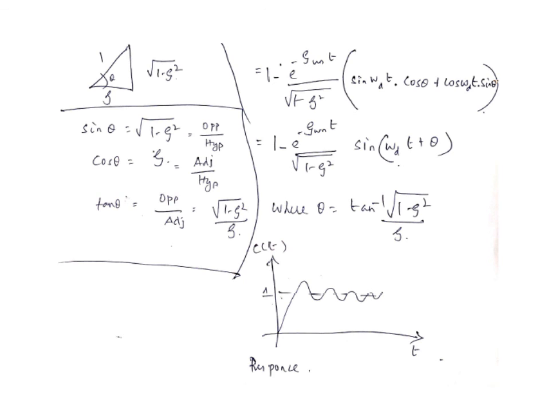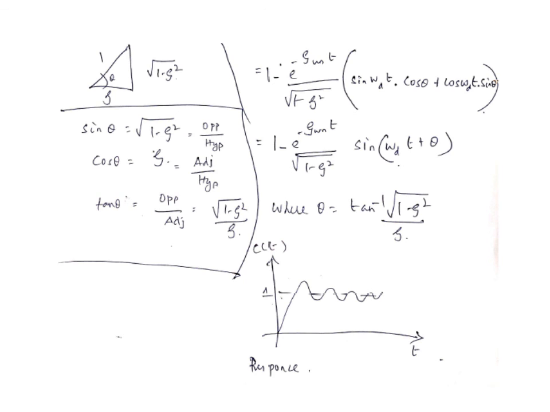I am making it clear. So before the bracket, what is the term we are having? 1 minus e power minus ζωn t by square root of 1 minus zeta square. We are not going to disturb that, and within the bracket zeta is going to be replaced by cos theta, that is shown here. Then in the second term, square root of 1 minus zeta square is going to be replaced by sin theta. So finally we will be getting sin A cos B plus cos A sin B, so I can simplify it as sin of (A plus B).